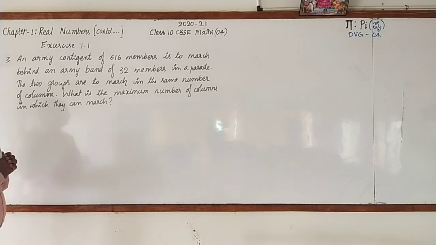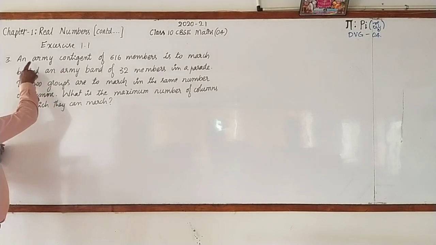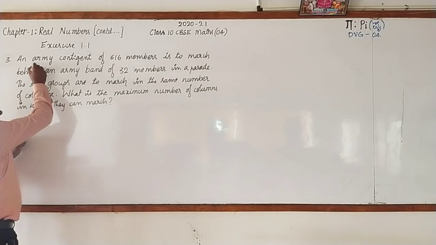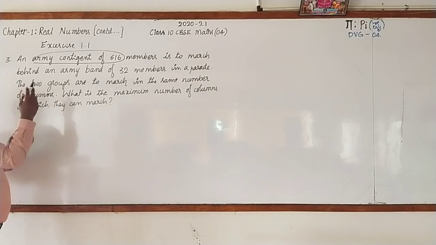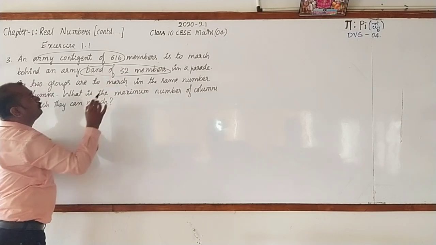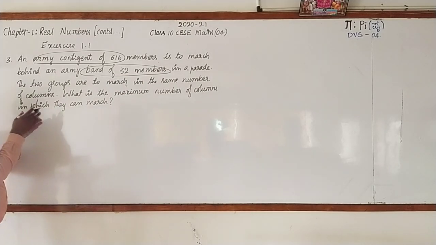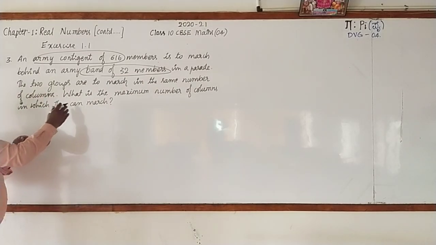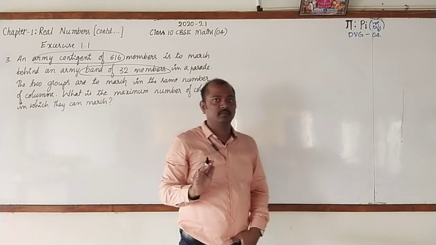Observe it. It is the third problem in exercise 1.1. Look at it. Don't copy. First, go through the statement once. An army contingent of 616 members is to march behind an army band of 32 members in a parade. The two groups are to march in the same number of columns. What is the maximum number of columns in which they can march? This is the question. Very simple.